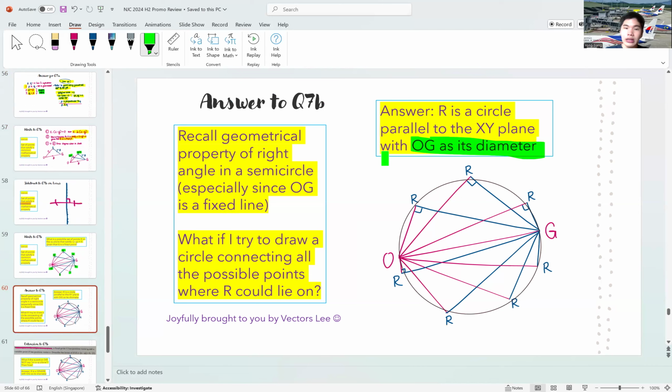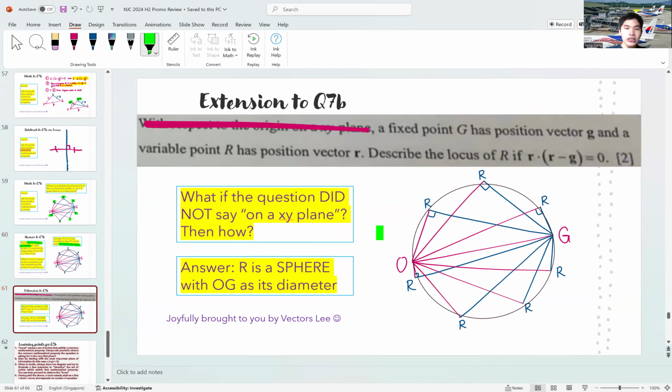So this confirms the answer: it passes through O and G, and not only that, you must specify that OG is the diameter because of this geometrical property. The key takeaway is that you need to relate it back to secondary school geometry. But if the question did not say on the XY plane, it does not restrict it to a two-dimensional plane, so it's going to be a three-dimensional application. Then you say that it is a sphere, because circle is two-dimensional and sphere is three-dimensional. But the fact that OG is the diameter does not change.